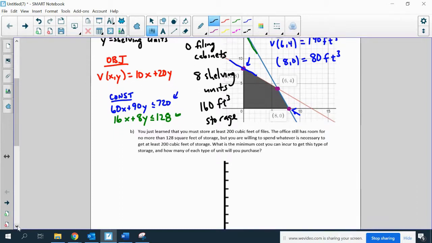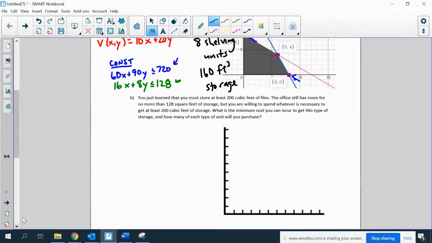Okay, now what happens is you just learned that you actually have to store at least 200 cubic feet of files. So your company is now in a little bit of a bind because you had this plan, but it's actually not enough files. So that means that we have to be willing to spend more than the $720.